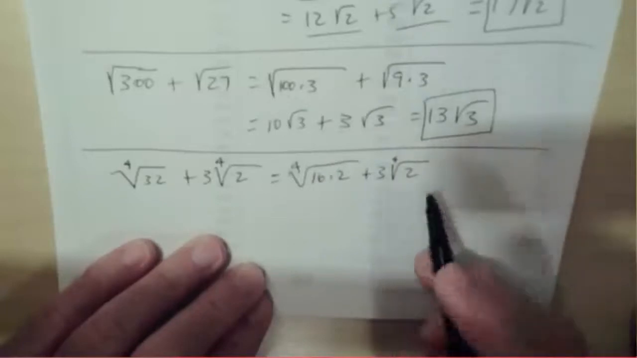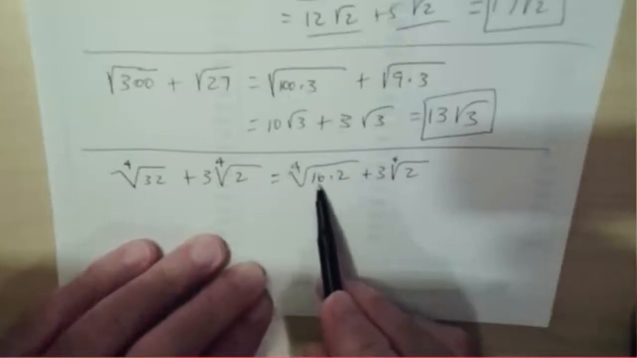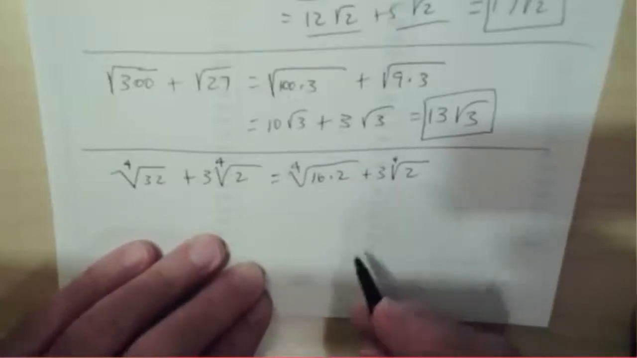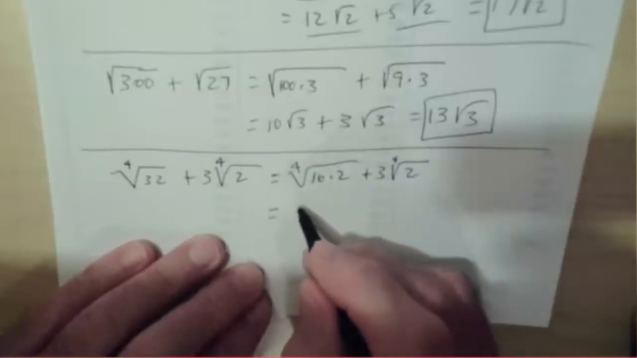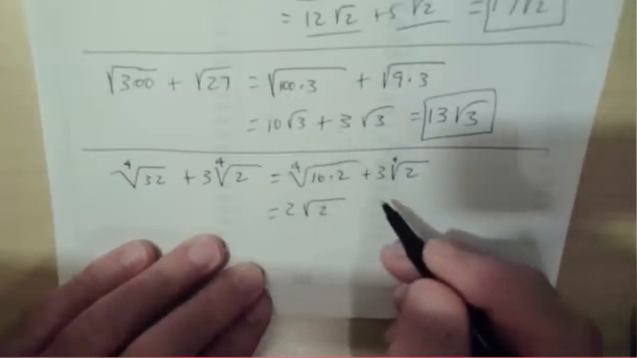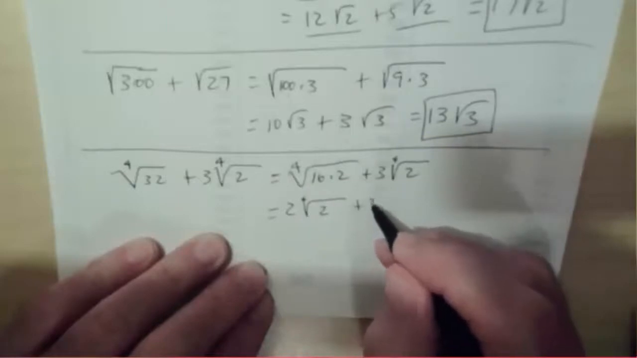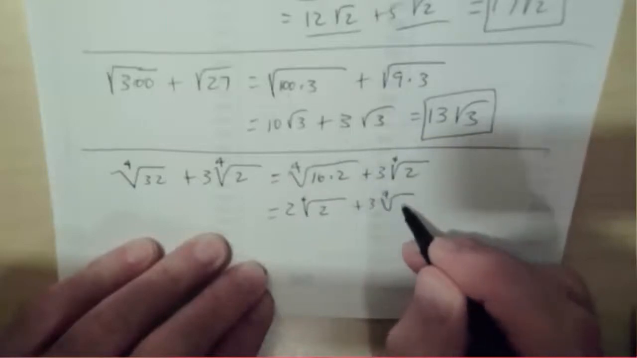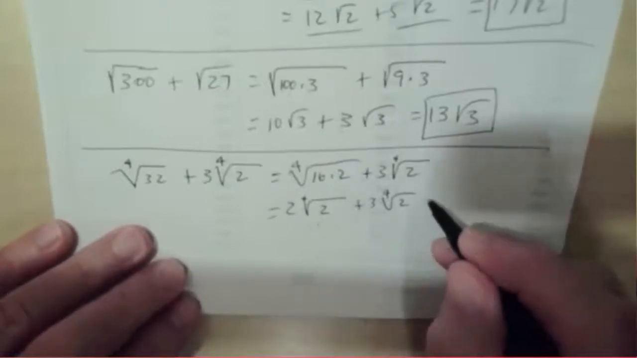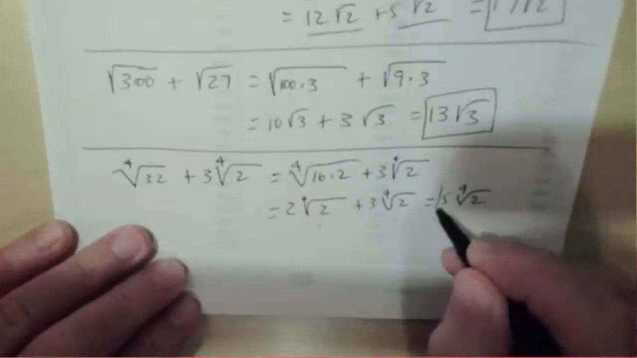Can we take the fourth root of 2? No. Can we take the fourth root of 16? Yes. It's 2 times 2 times 2 times 2. So that is, excuse me, 2 times the fourth root of 2 plus 3 times the fourth root of 2. Are these like terms? Yes. So this is 5 times the fourth root of 2.